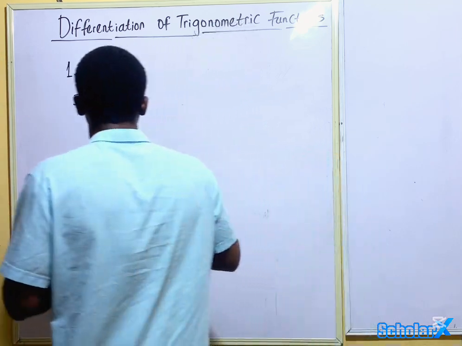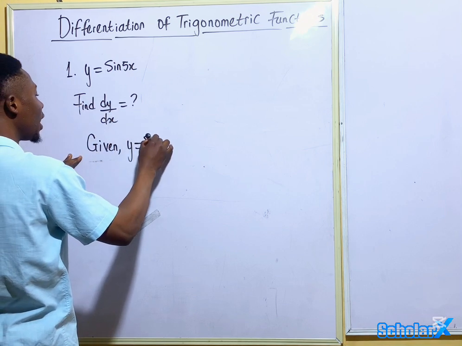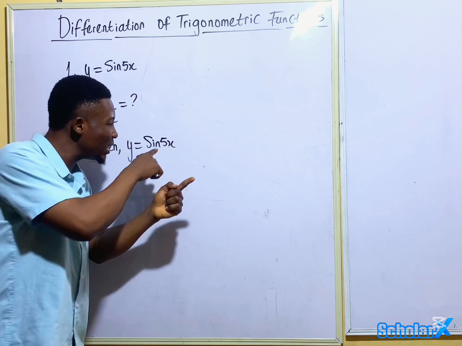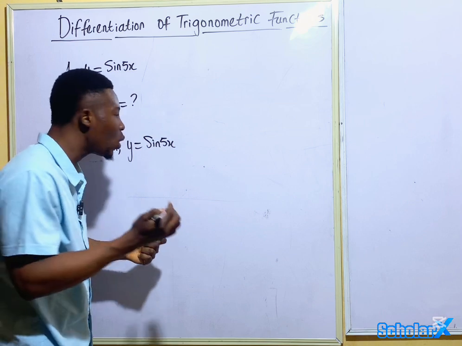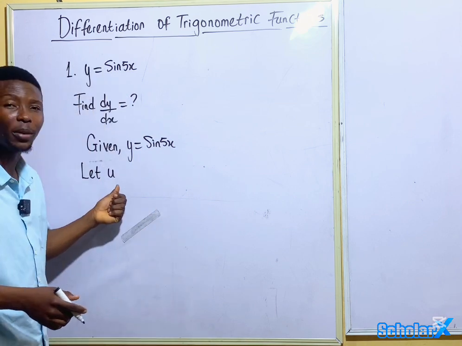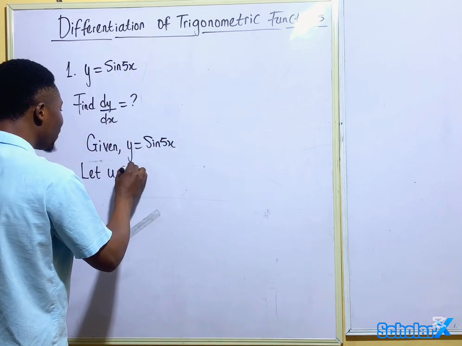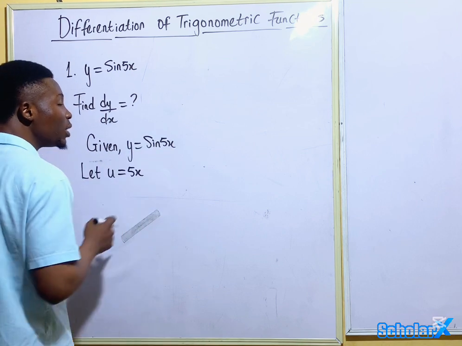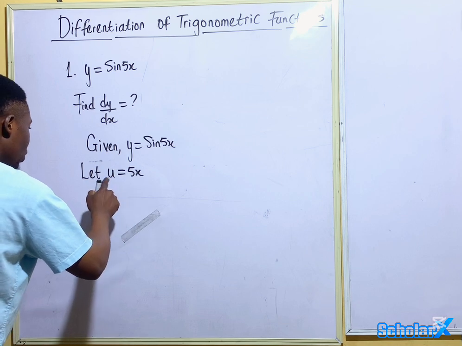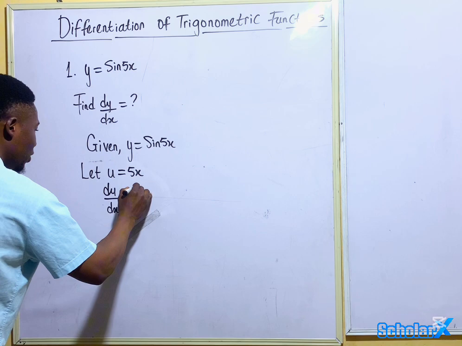Now, we are given that y is equal to sine 5x. This 5x is a function inside this trigonometric function. So what do we do? We make a substitution. You can use any letter, you can use u, you can use a, whatever. So we say let u be equal to 5x, that function inside this trigonometric function. And then we differentiate u with respect to x, and we are going to have du/dx is equal to, if you differentiate 5x, we're going to have 5.